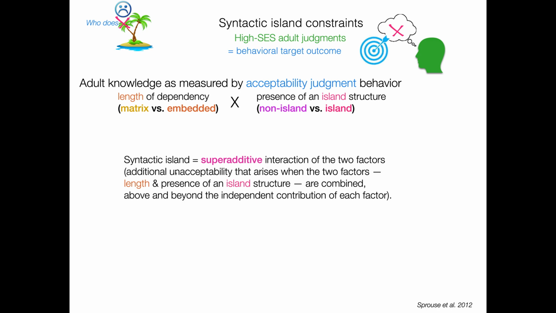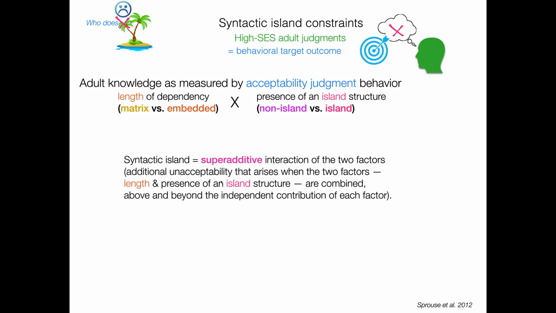That is the additional badness, the additional unacceptability that arises when the two factors, that is the length of the dependency, matrix versus embedded, and the presence or absence of an island structure in the utterance, when you combine those, you get some addition. They're both kind of bad. If you have an island structure present, but we're looking for additional badness, additional unacceptability that comes above and beyond the independent contribution of each factor.